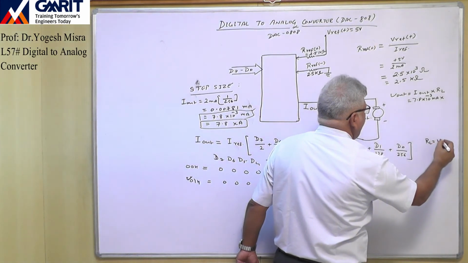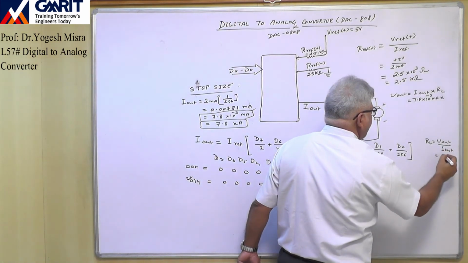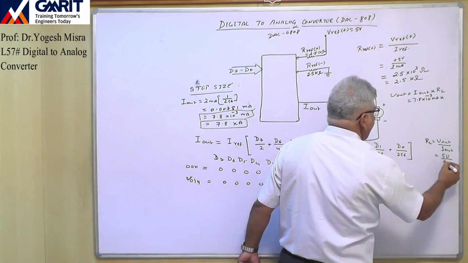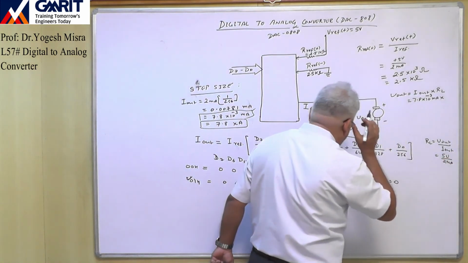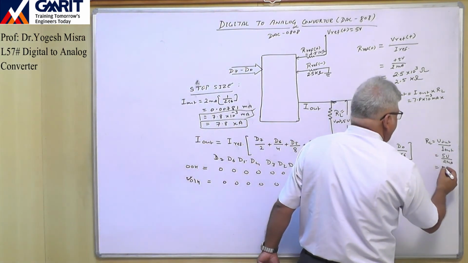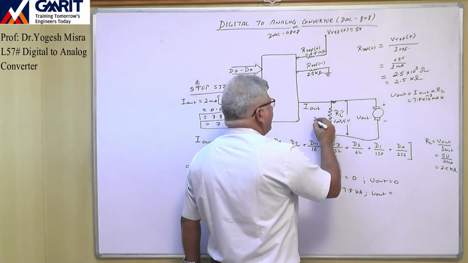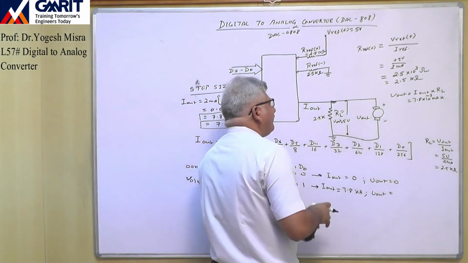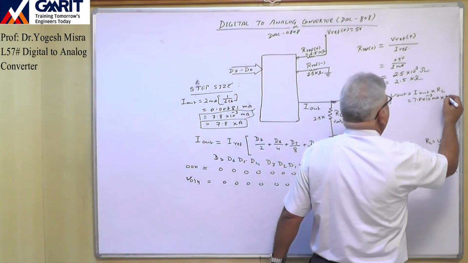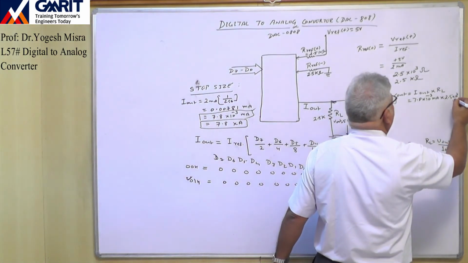So for this output, RL is equal to V out divided by I out. V out is, we require a 5 volt full deflection, divided by I out, which we consider as 2 milliampere. So it is approximately equal to 2 milliampere. In this way we can calculate it. So it is 2.5 kilo ohm. So this RL is 2.5 K. So that we will write here: 2.5 into 10 raised to the power 3 ohm.